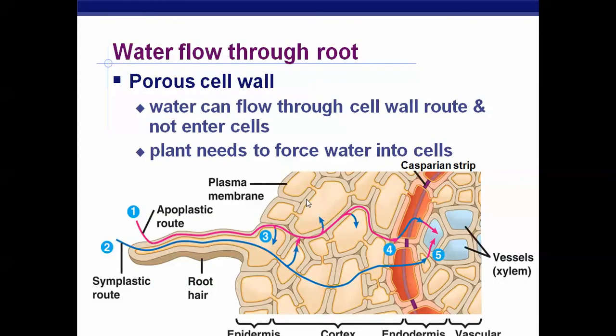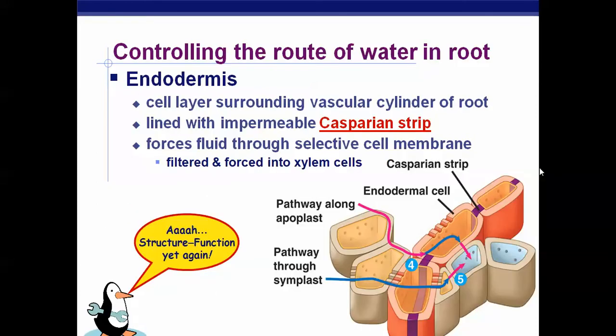We also looked at the cell wall and how water enters the root. We've got two routes. We've got the apoplastic route right here, where water enters through the cell wall. And we have the symplastic route, which allows water to enter through the cell itself. Their eventual destination is the xylem, which is going to transport the water to the rest of the plant. I want to talk about the endodermis now.